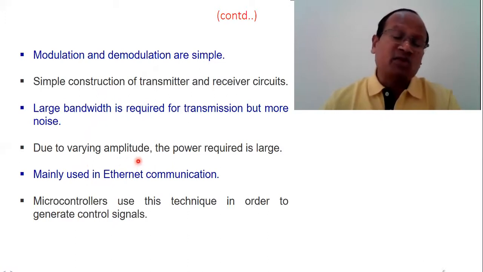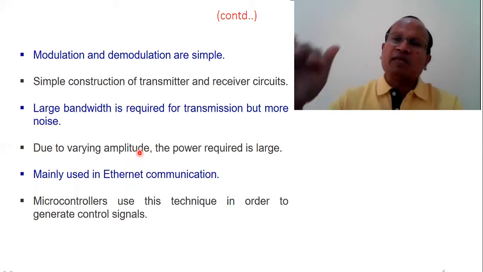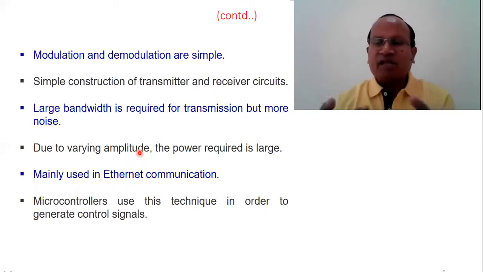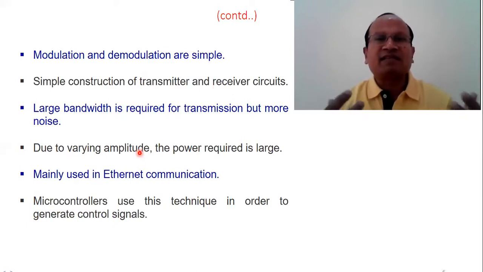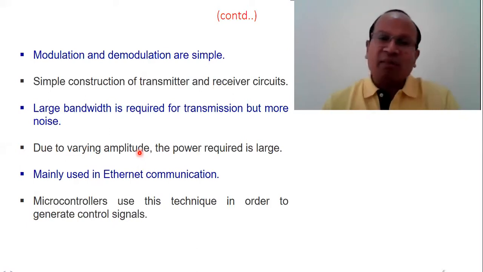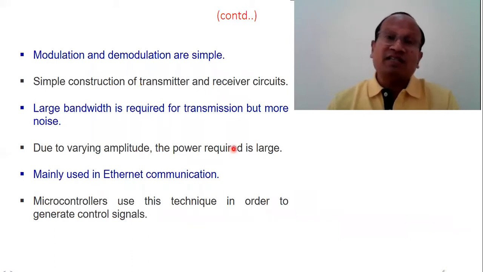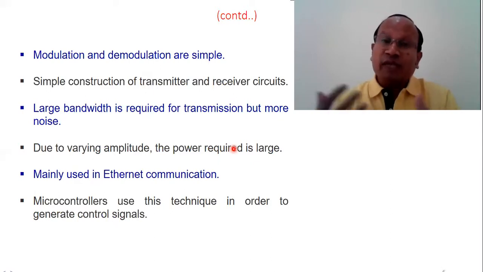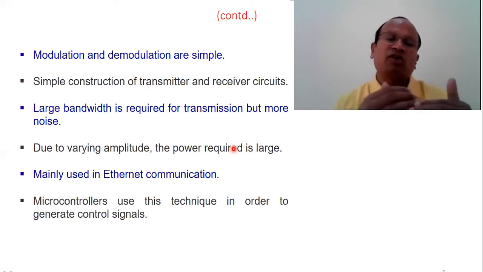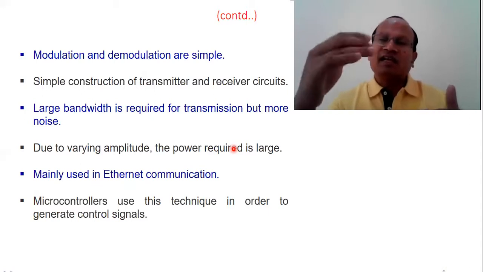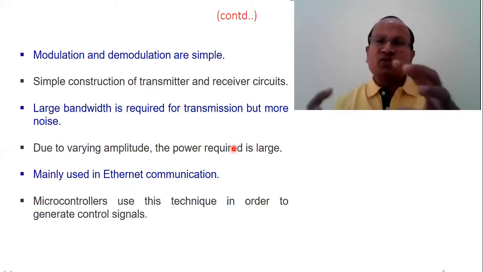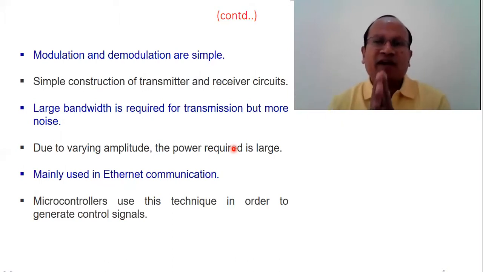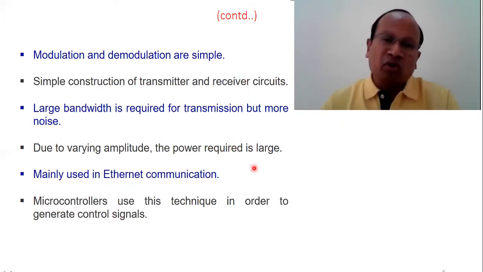Due to varying amplitude, in PAM you can see the amplitude is varying. All the pulses are there, and the amplitude of the pulses is varying. Because of the varying nature of amplitude, the power required, see, when is more power required? When the swing is more. You can see lower to higher, then higher, then again lower, higher. So whenever there are swings involved, the power dissipation always increases. So the power required will be more.